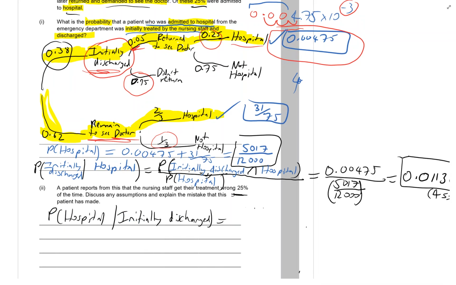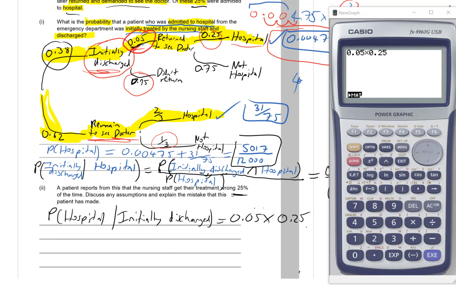Well, we only need to look at this probability here and this probability here and multiply them. Because if we know you've been initially discharged, then the 0.38 is no longer relevant. So we just need to work out what's happened after that, after they've been initially discharged. So I've got 0.05 times 0.25, and we get 0.0125.